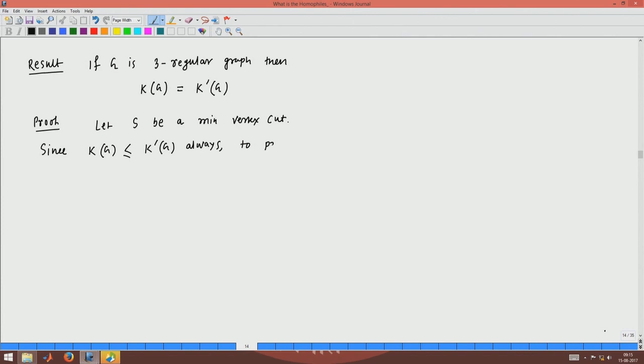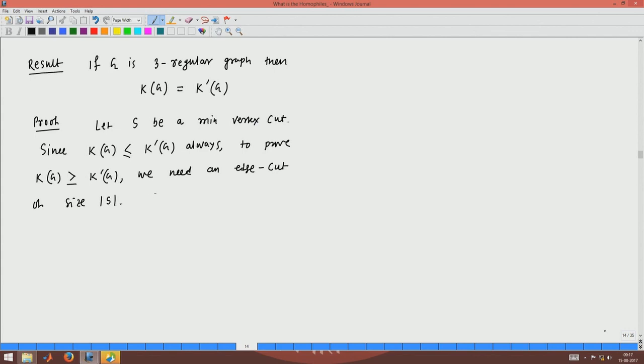to prove K(G), the vertex connectivity, greater than or equal to K'(G), we need an edge cut of size cardinality of S. So, we started with a minimum vertex cut S, and in order to prove that this is true, we want to find the edge cut of size cardinality of S. Okay. Note that S is a minimum vertex cut.